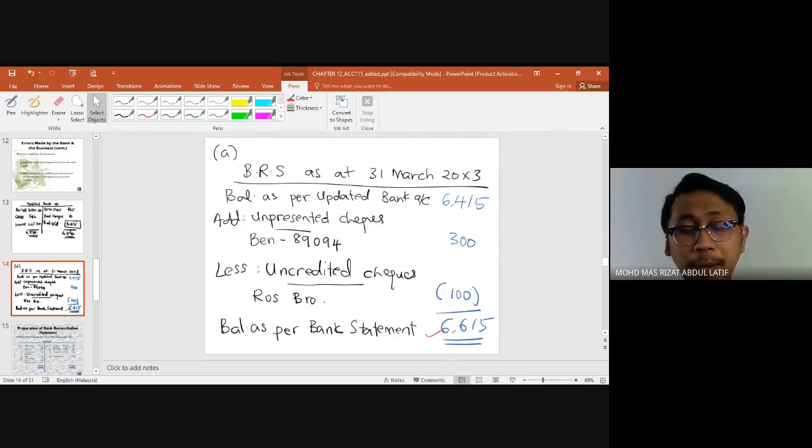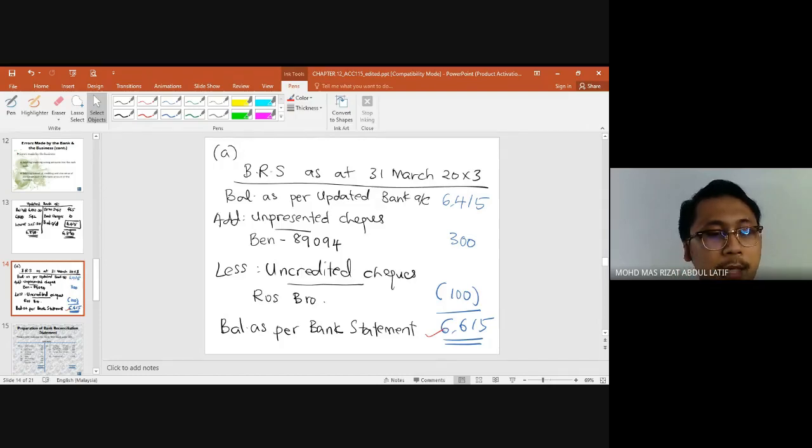So andai kata dalam bank statement itu terlebih ataupun tak cukup, jadi kita kena betulkan dulu. Okey, kita kena betulkan dia punya bank statement dia. Kita akan betulkan dalam ni lah, bank recon statement ni. So mana yang dia kata kat sini kan, mana yang dia terlebih debit, so amount itu kita kena tolak.